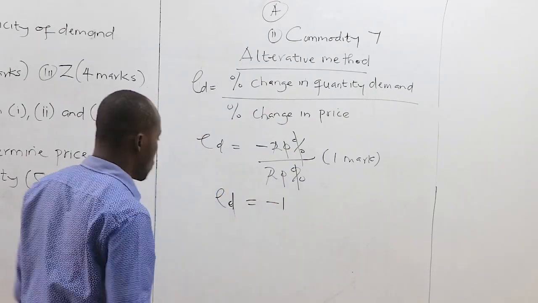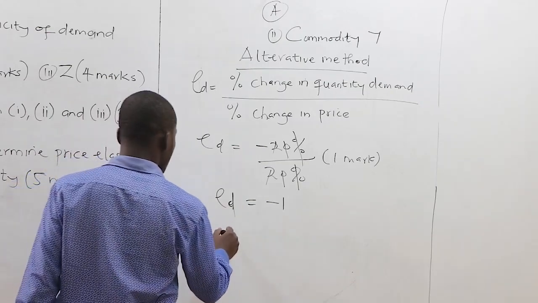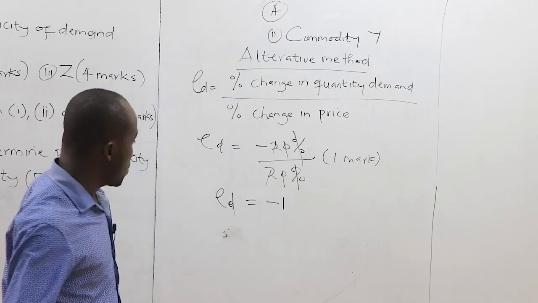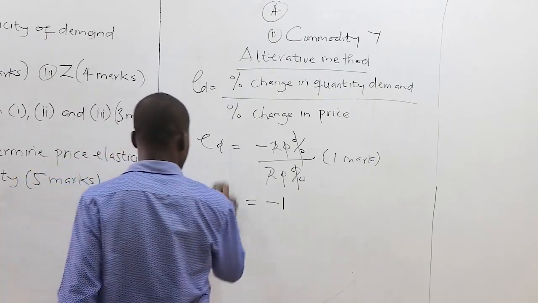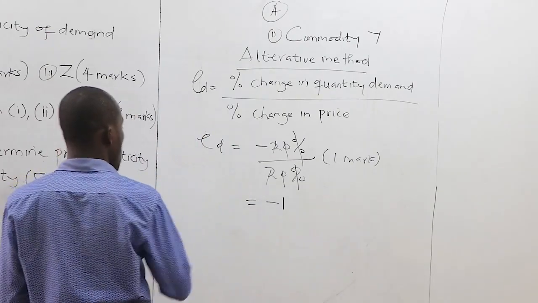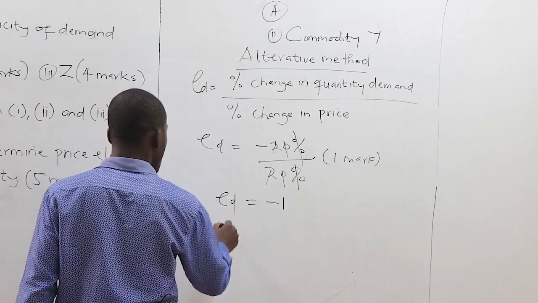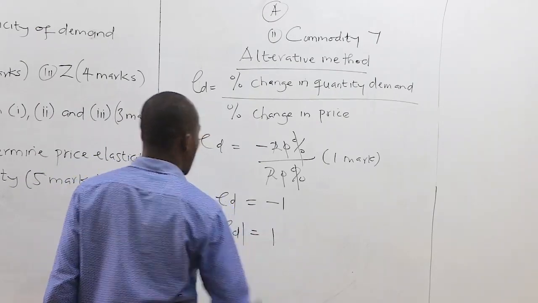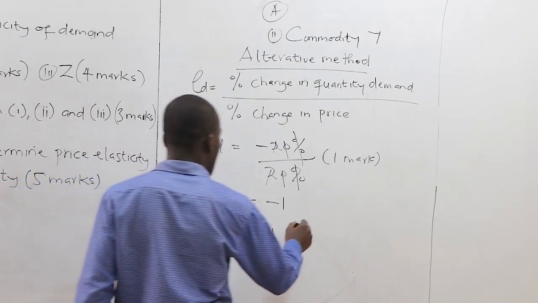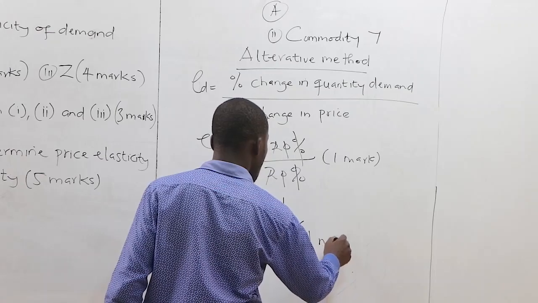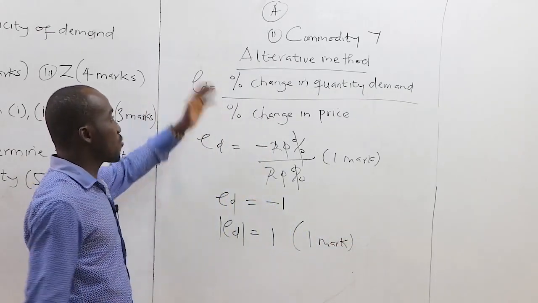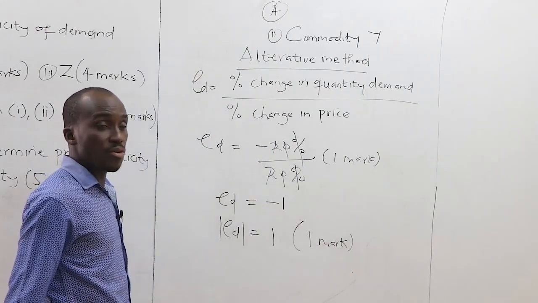If you find the absolute value, we're going to get what? 1. So this one gives you another mark. So you have seen that using the alternative approach, you get the same answer, right? It gives you the same answer.